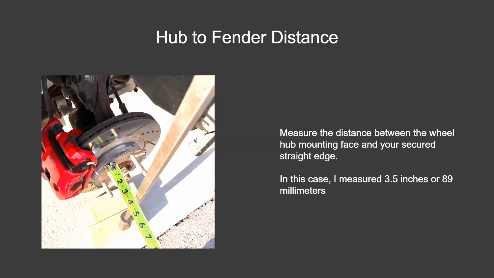In this image, we can see an example of the only measuring that we will need to do. This is the measuring of the distance between the mounting face of the wheel hub and the outer edge of the fender. Here we measured a distance of 3.5 inches or 89 millimeters.